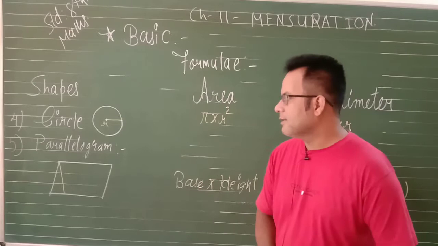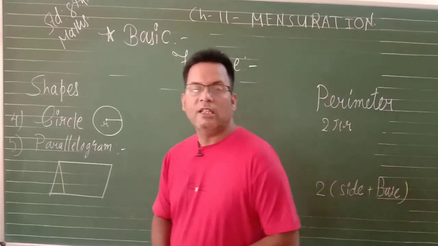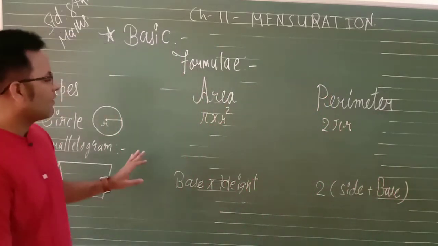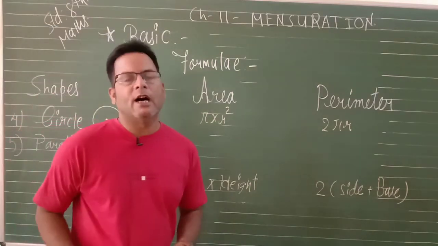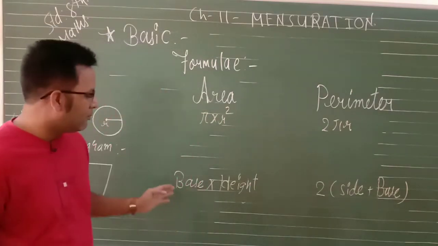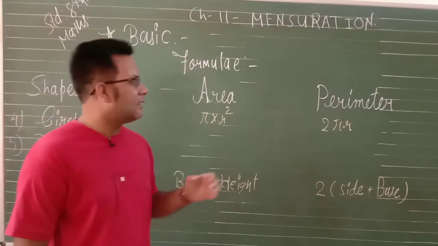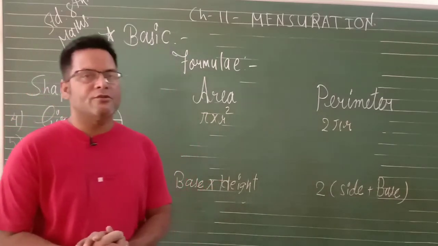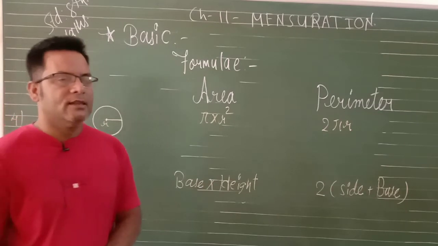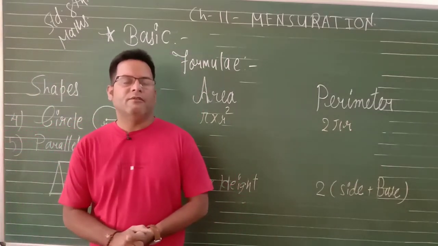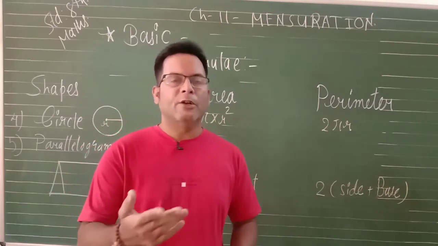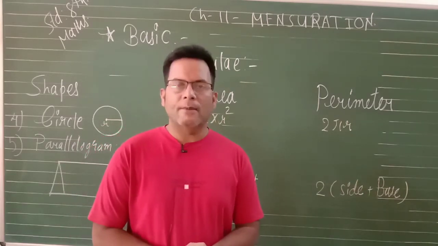The next one, that is parallelogram, right? In parallelogram, base into height, that is the formula. When you have to find the area of parallelogram, you have to go for base into height, and when you have to find perimeter, 2 into side plus base. So now the next figure we have to deal with will be rhombus, okay, and trapezium.